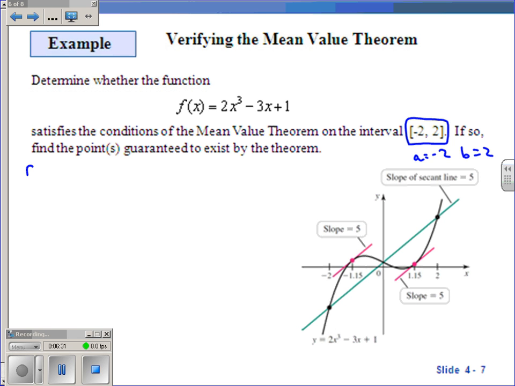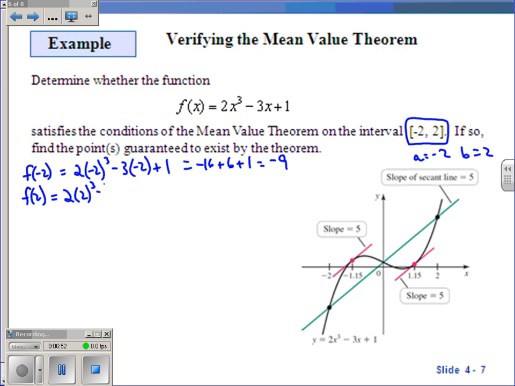So f of negative 2 will be 2 times negative 2 cubed minus 3 times negative 2 plus 1. So I've got 2 times negative 8, so negative 16, plus 6 plus 1. So I'm going to have negative 9. And then f of 2 is 2 times 2 cubed minus 3 times 2 plus 1. So I've got 16 minus 6 plus 1, which will be 11.